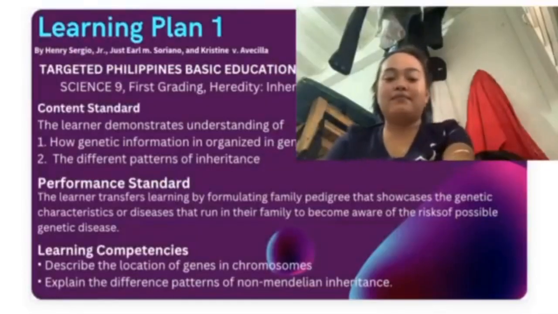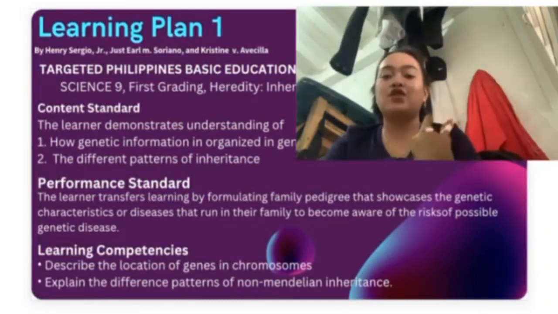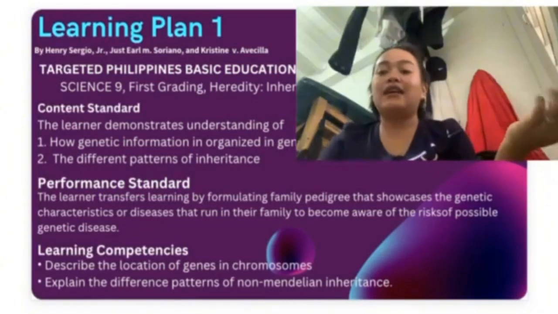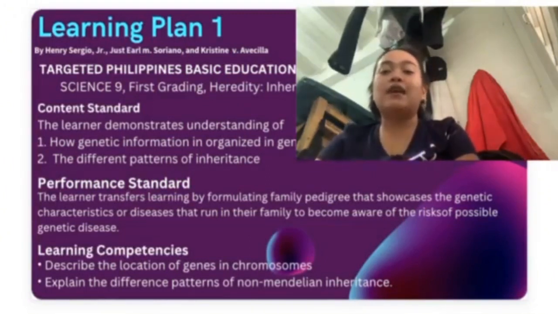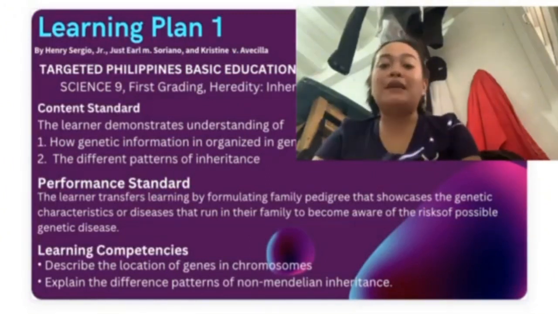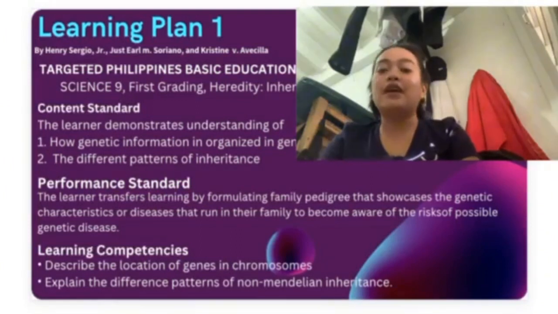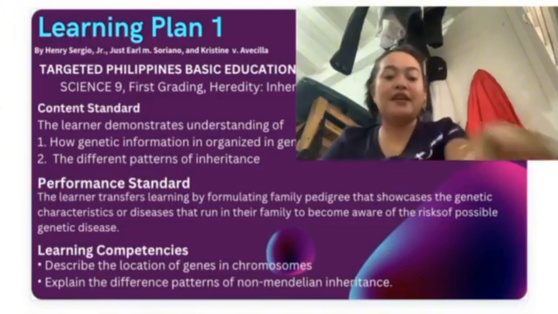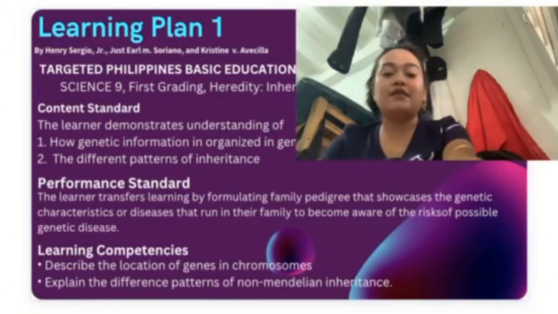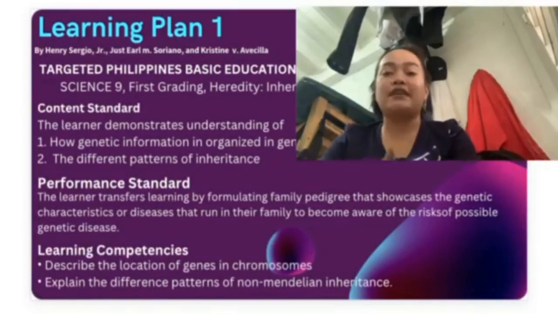Learning Plan 1. First is the content standard. These are the guidelines used to ensure consistency, quality, and appropriateness in written, visual, or multimedia content. They also help to maintain a certain level of clarity and effectiveness in communication across different platforms or contexts. So the learner demonstrates understanding of, first, how genetic information is organized in genes and chromosomes. Second, the different patterns of inheritance.